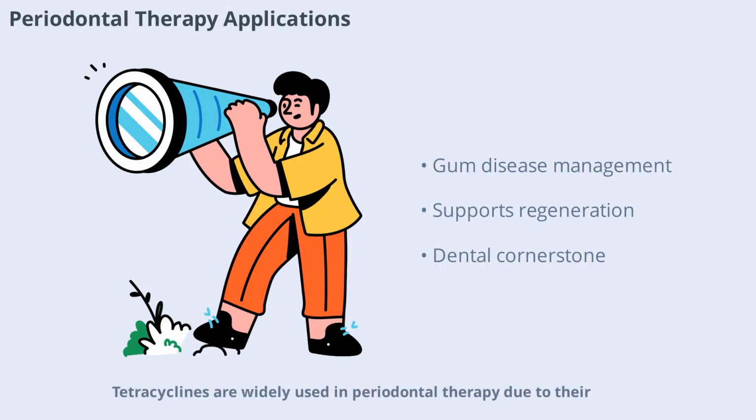Tetracyclines are widely used in periodontal therapy due to their ability to concentrate in gingival crevicular fluid and inhibit tissue breakdown. Their role in managing gum disease and supporting tissue regeneration makes them a cornerstone in dental treatments.